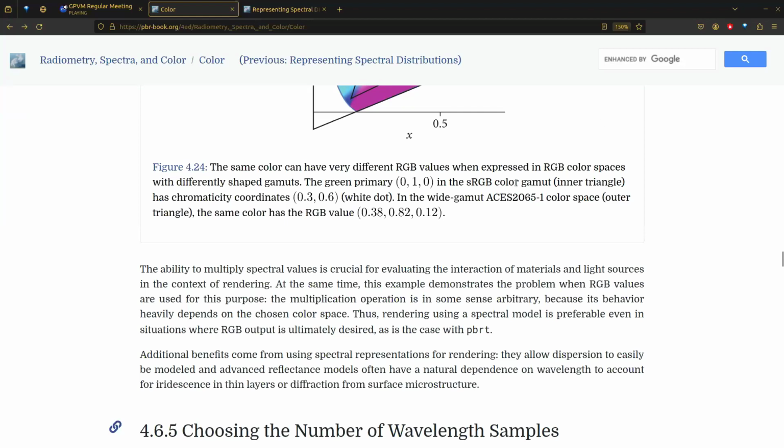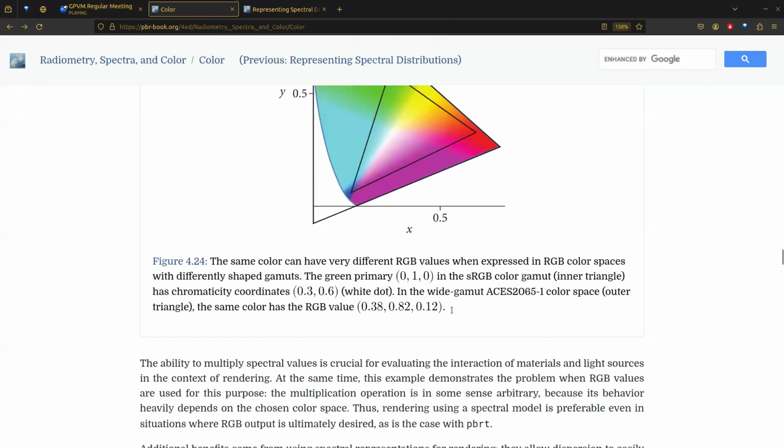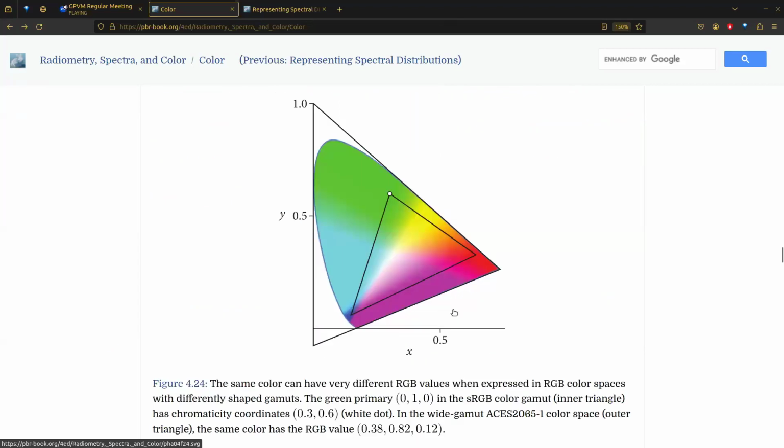The green primary in the sRGB color gamut, the inner triangle, has chromaticity coordinates (0.3, 0.6). The white dot is here. In the wide gamut ACES color space, the same color has a different RGB value used to represent it. Look at how tiny blue is. There's like no blue at all. It's like an entire channel that's just microscopic.